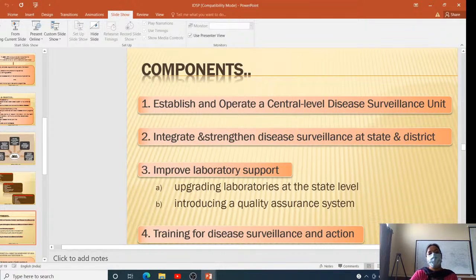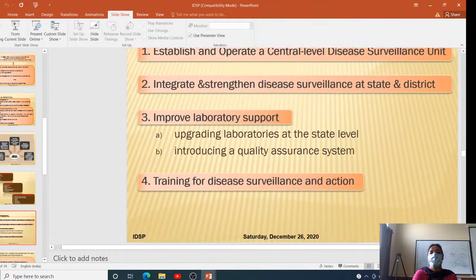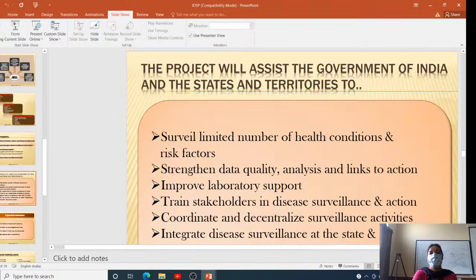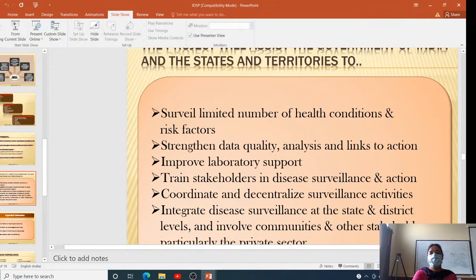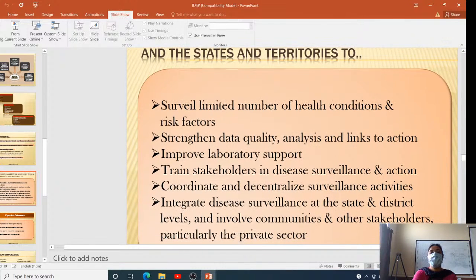Then components. So what are the components through which the surveillance happens? First is establish and operate a central level disease surveillance unit. Second is integrate and strengthen disease surveillance at state and district. Third is improve lab support. And finally, you have to provide training for disease surveillance and action also. Okay. So these are the components for IDSP that you will probably see in your books.